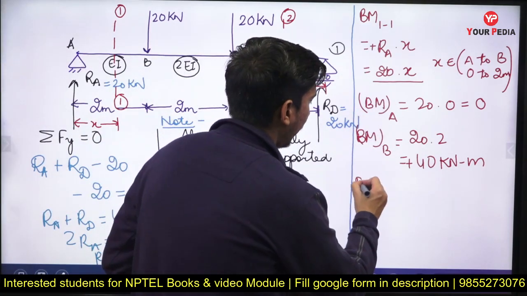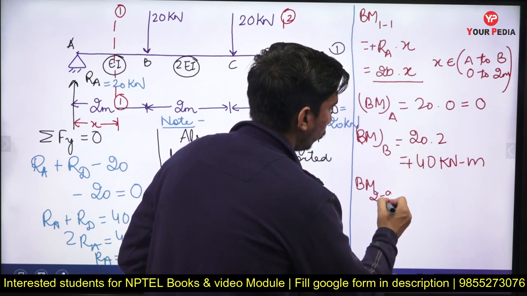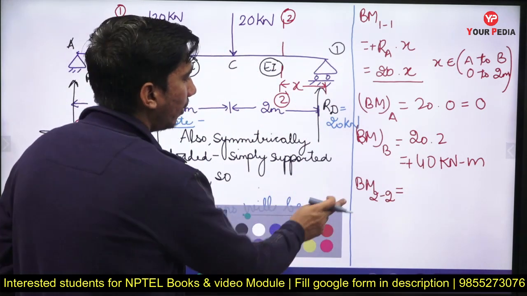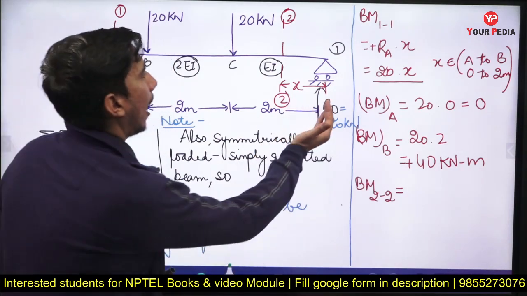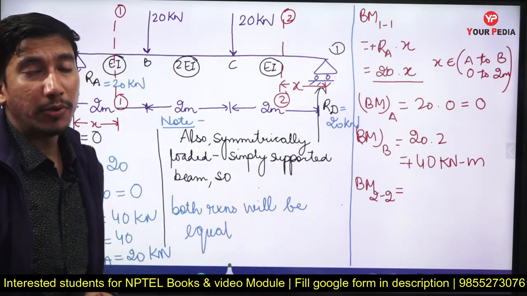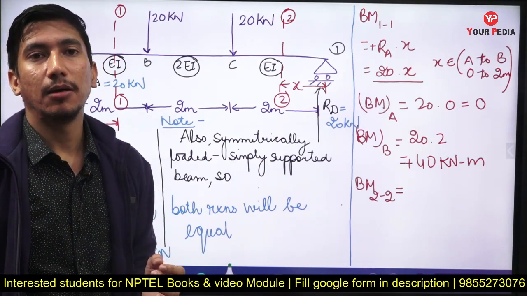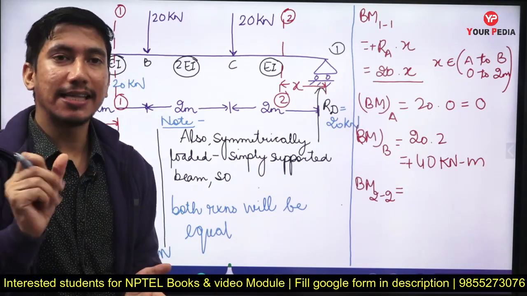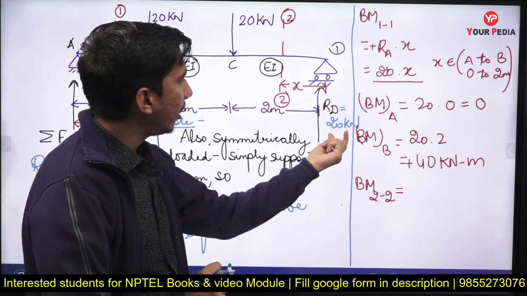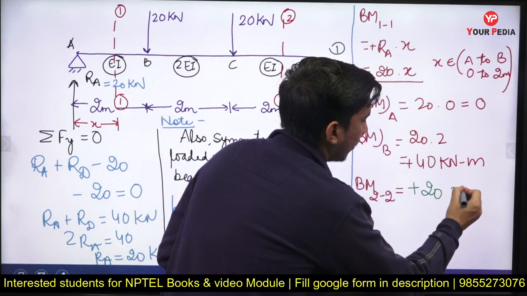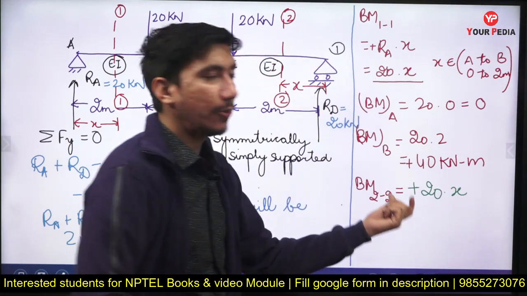So I can write the bending moment equation for section 2-2. This will be equal to RD creating an anti-clockwise moment. Anti-clockwise moment to the right of the section will be taken as positive bending moment, sagging bending moment. Okay, so 20 kilonewton into x, so plus 20 into x.